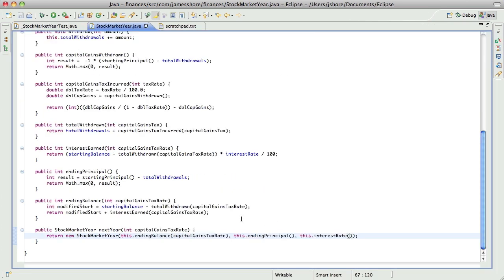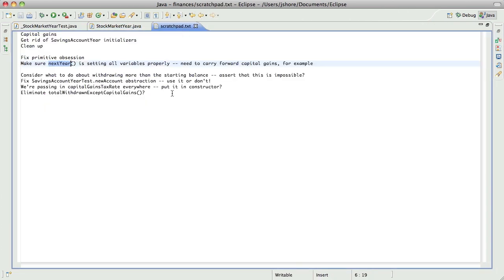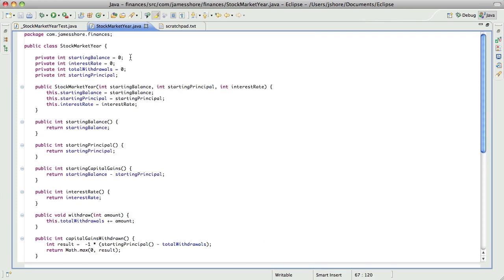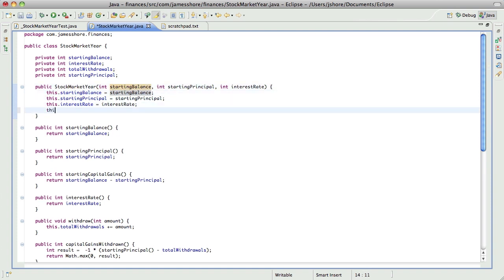Okay, now I think we've coded everything that we really need to code. Everything else is about cleanup, and let's go ahead and do that. We need to get rid of the savings account year initializers. We had these in here because we had a constructor that didn't set these values. Now we don't have that constructor, so I'm going to make it more obvious. Except for total withdrawals. Now that will default to zero, but I'm putting it in here because I just want you to be able to look at the constructor and see everything that's going on.